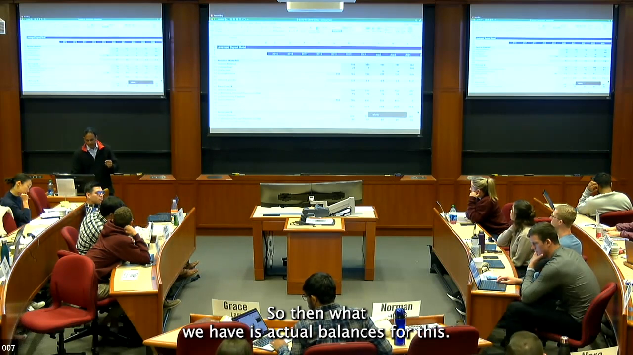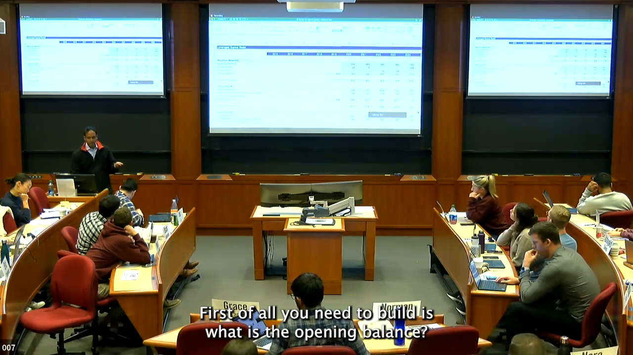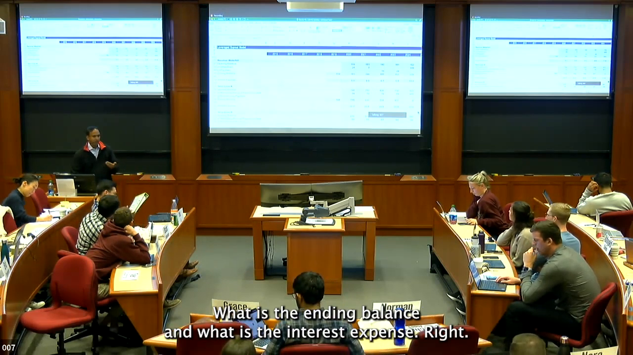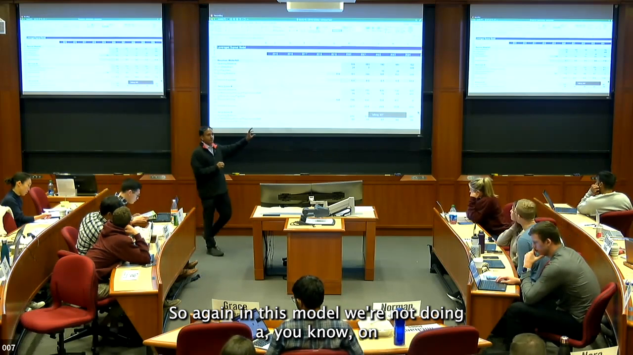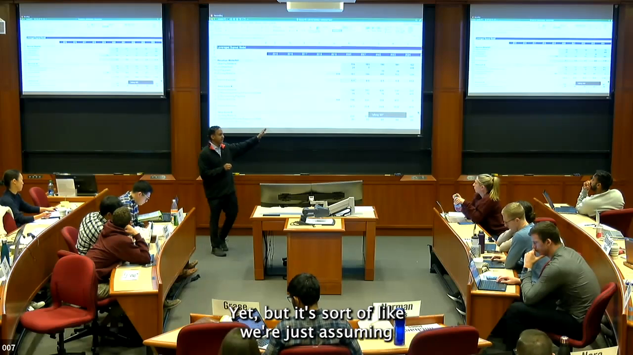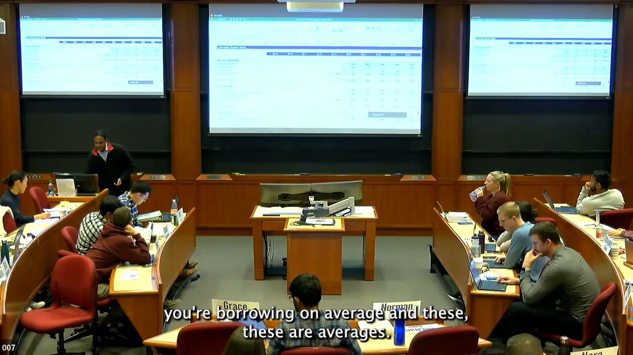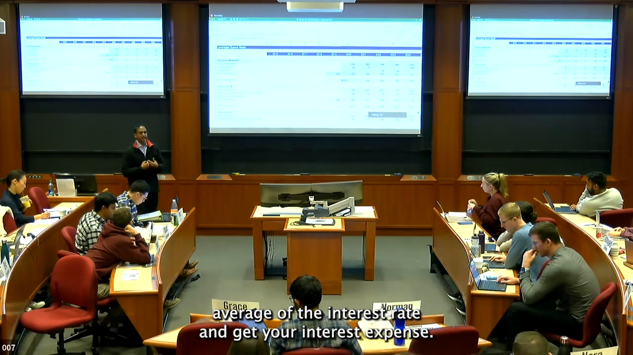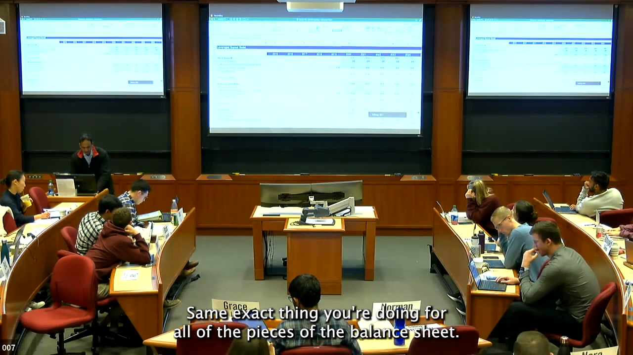It's a good question. Sorry, then what we have is actual balances for this, right? So all you need to build is, what is the opening balance? What is the drawdown or pay down? What is the ending balance? And what is the interest expense, right? So again, in this model, we're not doing a drawn fee or an undrawn fee yet. We're just assuming you're borrowing on average, and these are averages. So you take the beginning balance and ending balance, average the interest rate, and get your interest expense. Same exact thing you're doing for all of the pieces of the balance sheet.